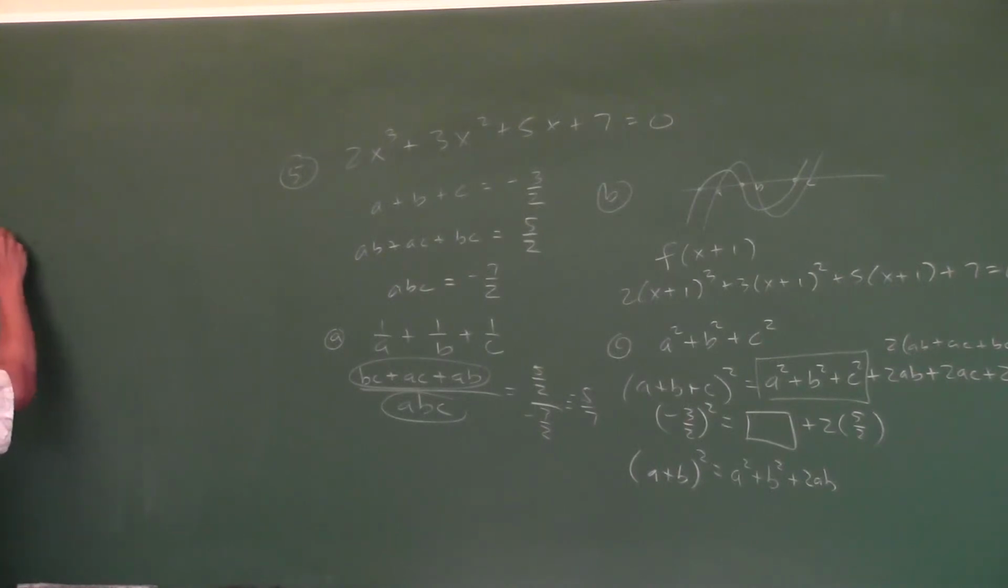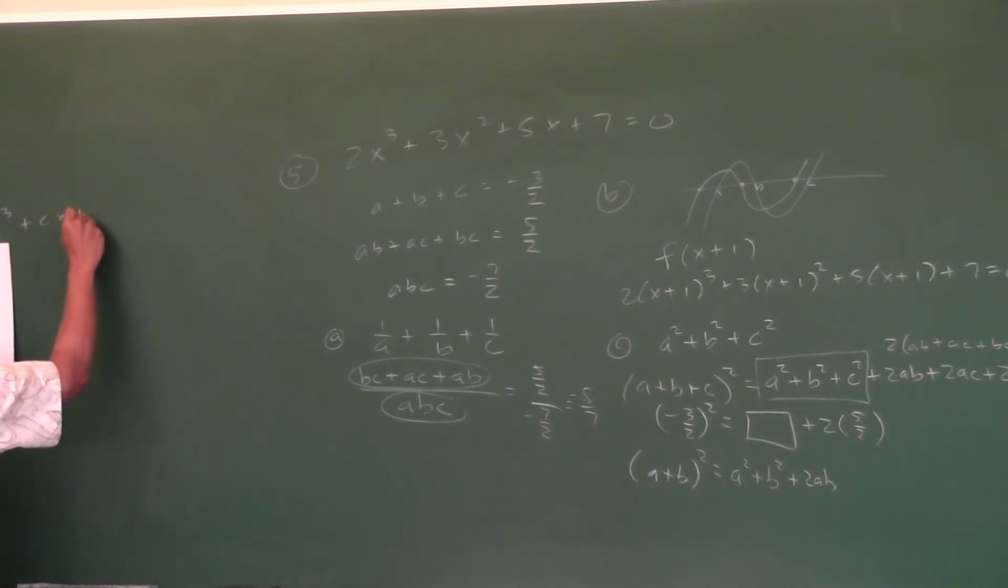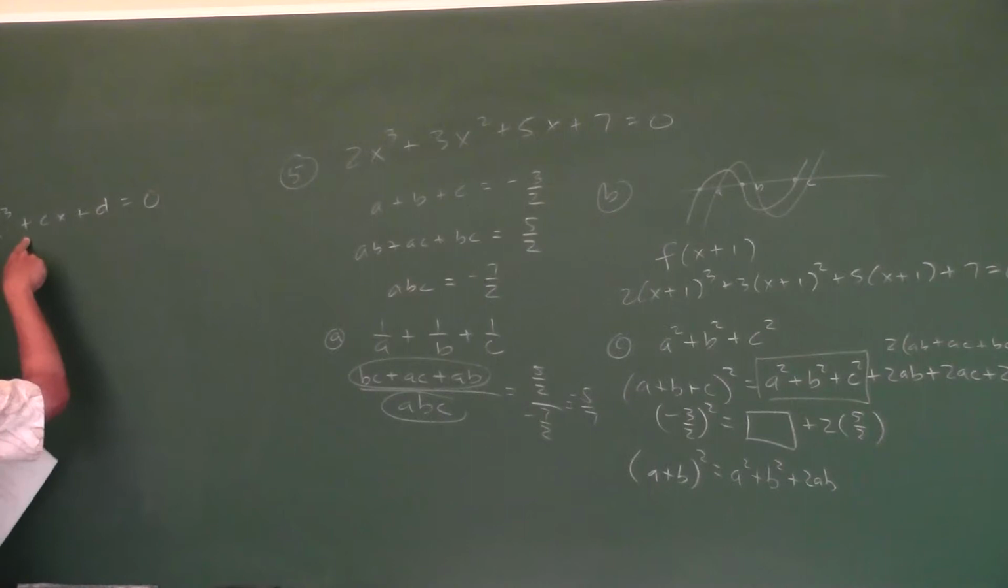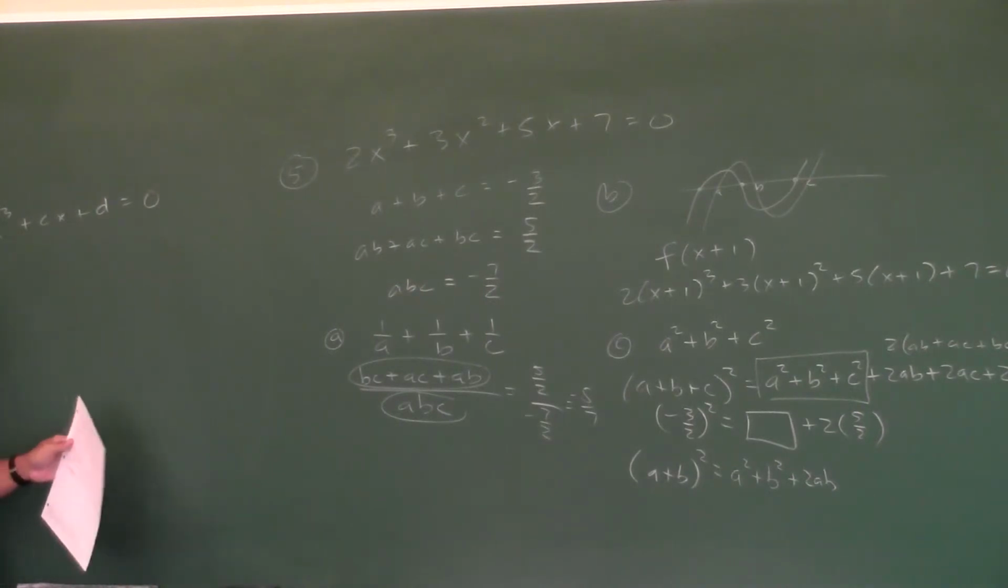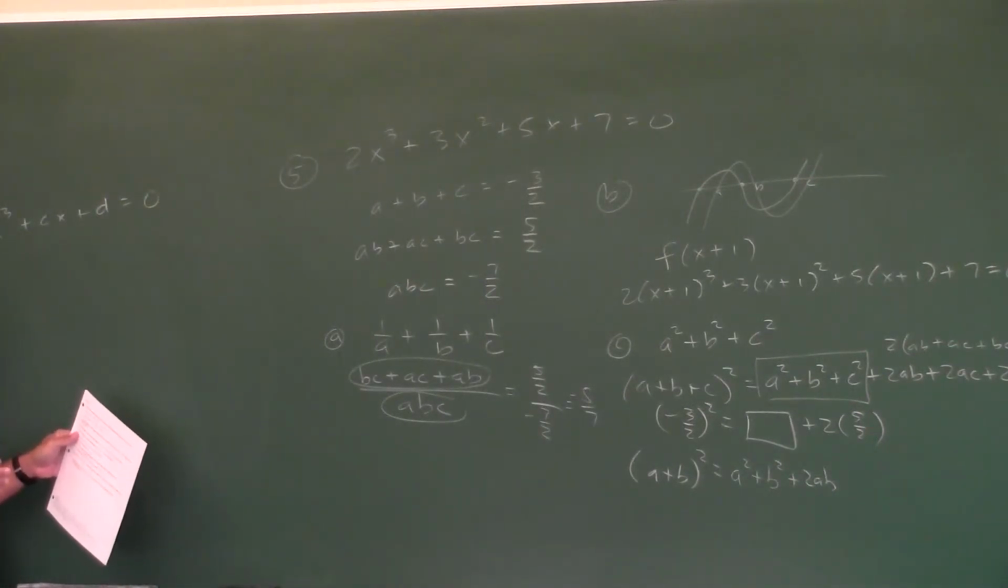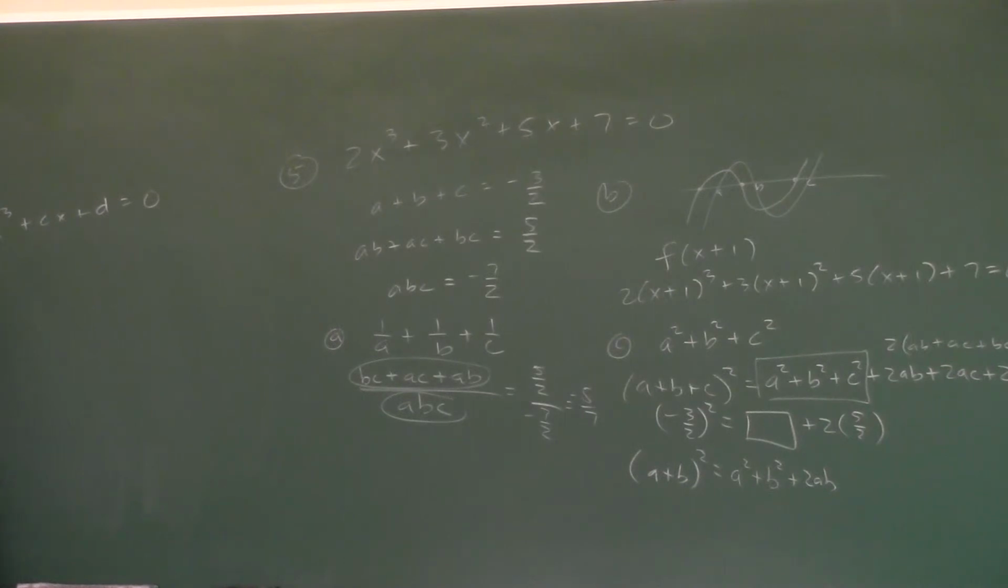Okay, so here's your equation: x cubed plus bx squared plus cx plus d equals 0. Again, notice there's no x squared term. What does that mean? I don't know, that was 10 minutes ago. How am I expected to remember that?